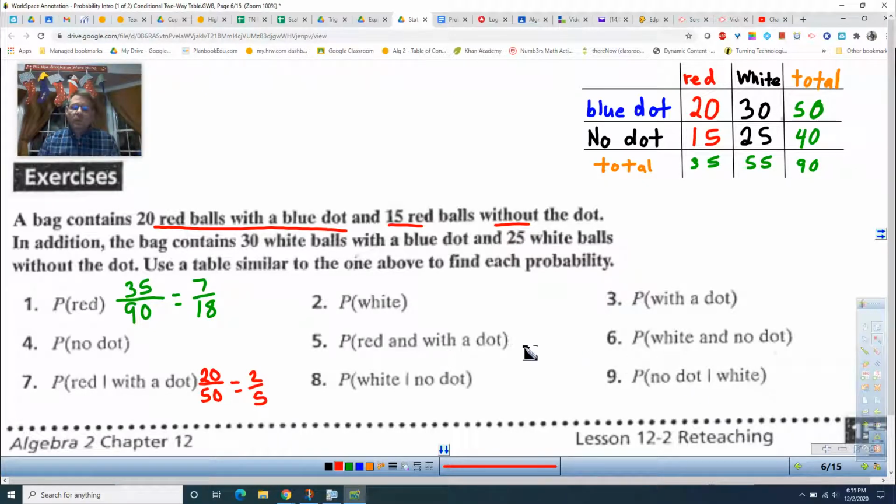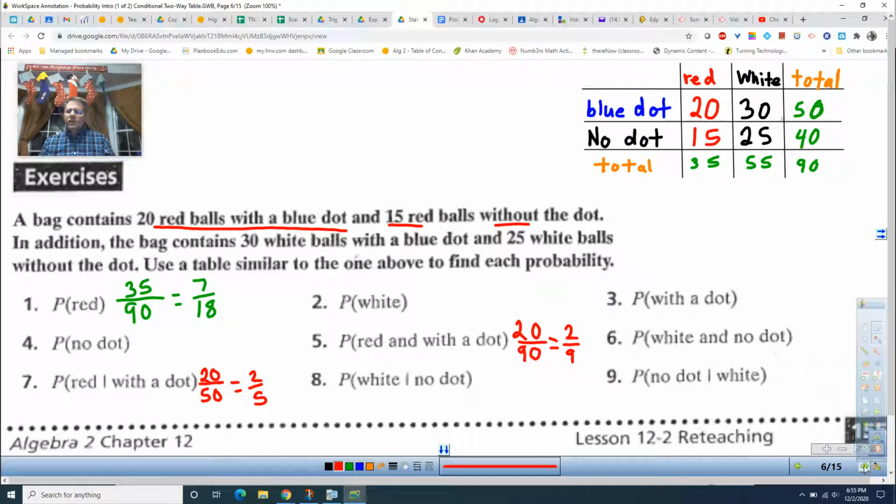So we know for sure the denominator is going to be out of 90. Now, how many are red and have a dot? So that looks like 20. And so that'd be 2 over 9. So that's how that would work. Okay. And I think you can work the rest of these here, but that gives you a good start on how this goes.